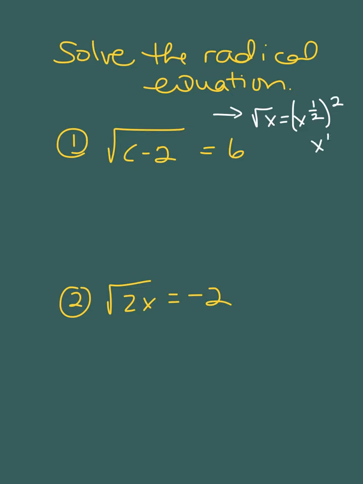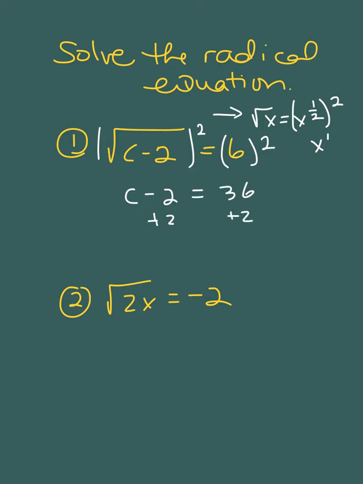So in number 1, I have the square root of c minus 2 is equal to 6. What I'm going to do is square both sides. By squaring the left-hand side, all I really did was get rid of the radical sign. So I'm left with c minus 2 is equal to 6 squared, which is 36. I add 2 to both sides. So my answer for number 1 is c is equal to 38.